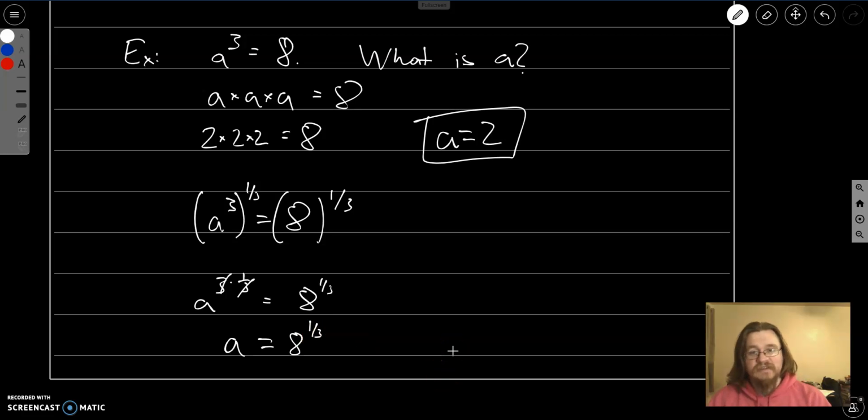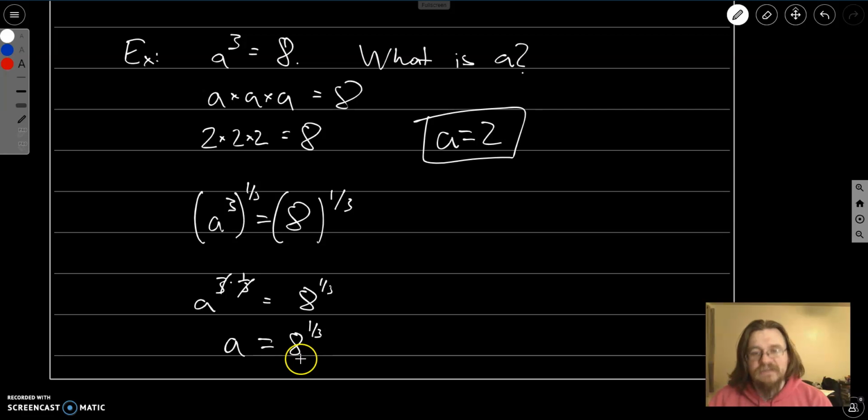And this is all I need. A is equal to 8 to the 1/3 power. So now the question is, how do I take something to the 1/3 power? And again, up here, I know that this is 2 because 2 times 2 times 2 is 8. So if I take 3 copies of 2, multiply them together, I get 8.